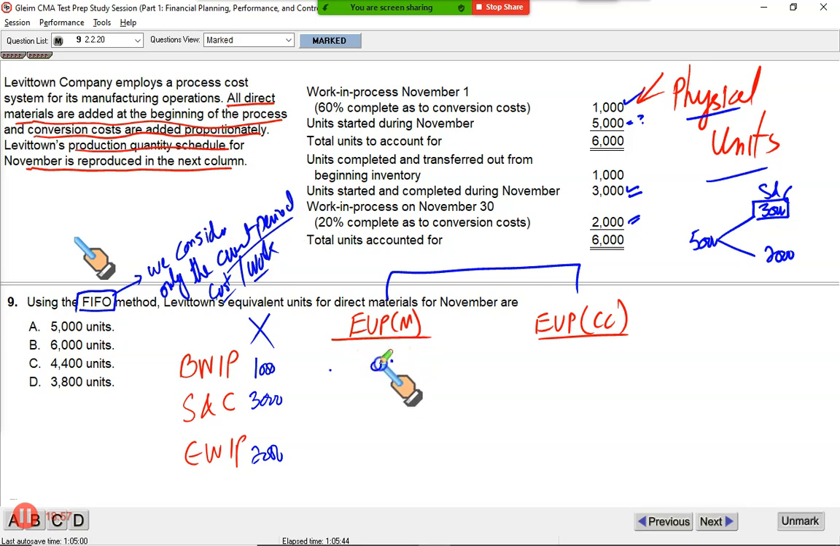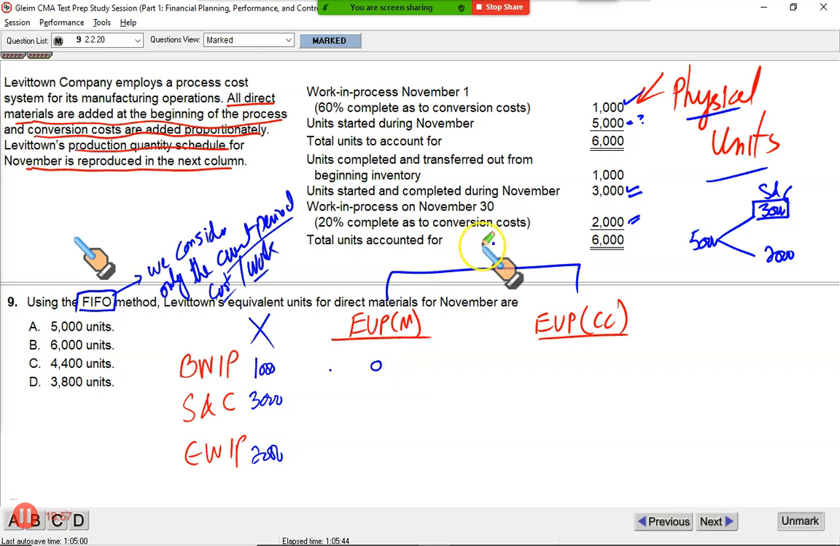No material added. Why? Because under FIFO we consider only the current period cost, current period work. The previous period cost incurred is ignored. Only we take current period. Since these beginning work in process, physically they are 1,000, yes. But as imaginary units, we did not add any material during the current period on these 1,000 because the material was already added in the previous period.